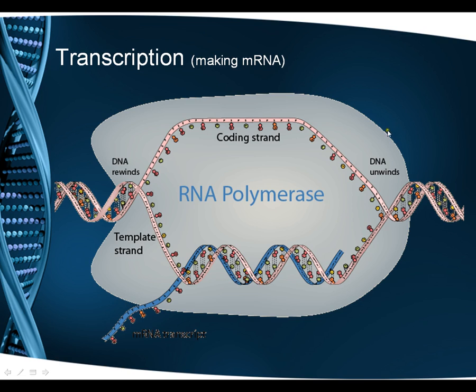The RNA polymerase attaches to the DNA. It starts to unwind the DNA, and then it uses this strand as a template to make the mRNA out of nucleotide bases. The mRNA comes out the bottom here as a single strand, and the DNA rewinds itself up as a double helix.